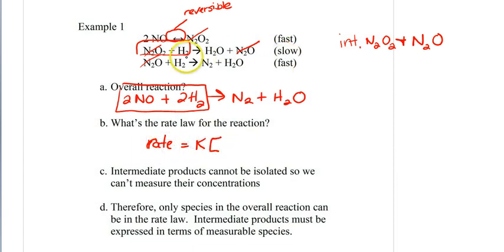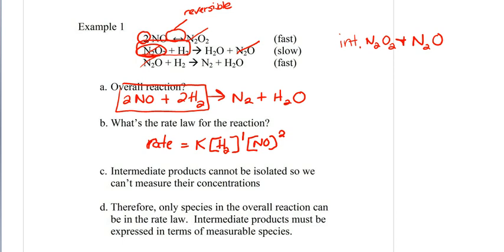Now we definitely see H2 in our slow step, and we have 1, so that's coefficient 1, it would be order 1. And NO doesn't appear in the slow step. However, N2O2 appears in the slow step, and N2O2 in the fast step could also be forming more NO. So we would also want to put in our rate law NO to the 2nd order because of that coefficient.